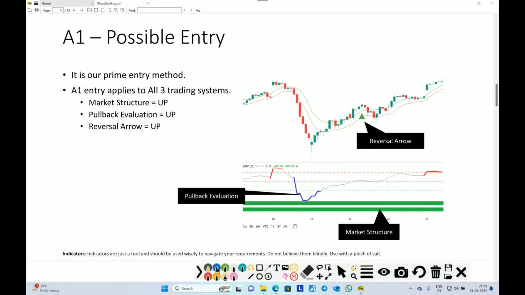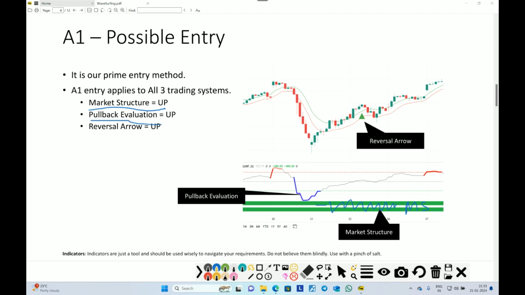Let me pick a marker so that I can explain. The market structure is supposed to be up. What I mean by market structure up is, do you see here a green color, a kind of trend tape available? This is actually the market structure, and this is supposed to be green. That's what I mean by the up color.